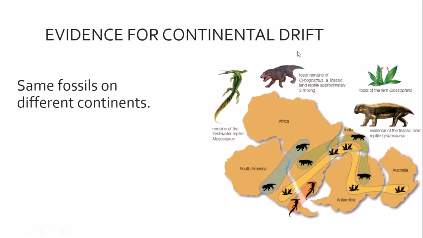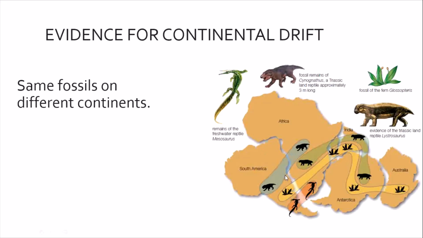Another bit of evidence we have for continental drift is that we find the same fossils on different continents. So think about this, for example. Look here in South America. Let's just follow this plant fossil, for example, that runs right through here. Think about South America and Africa. With their modern continents where they are, they're thousands of miles away from each other.